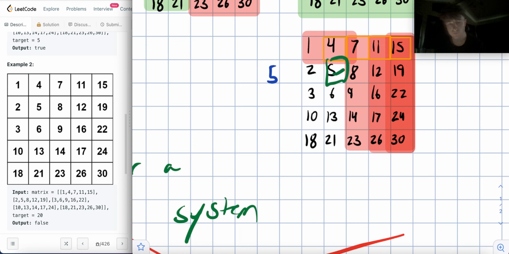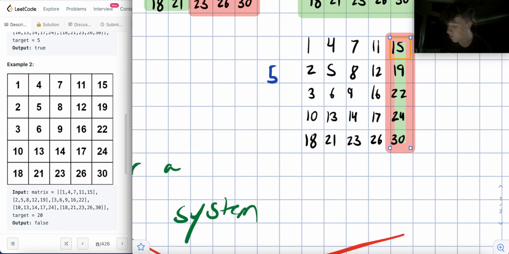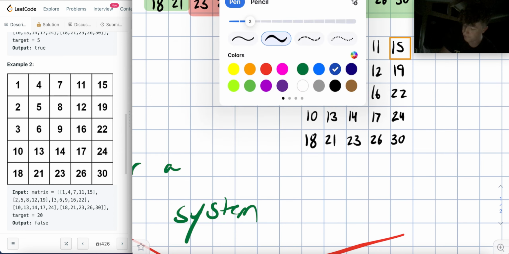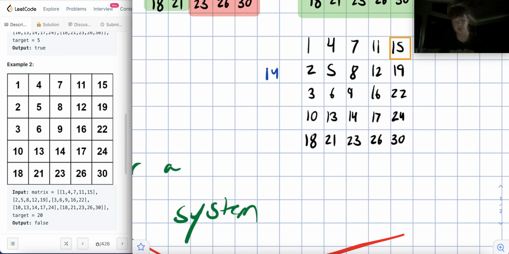All right, so let's look for a different value here. Let's say we're looking for 14 in this system. So we'll change this again, just one more example to make this point as clear as we possibly can. So let's look at 14. Okay, so we look at 15. We say 14 is less than 15, so it's definitely not going to be in the system over here.